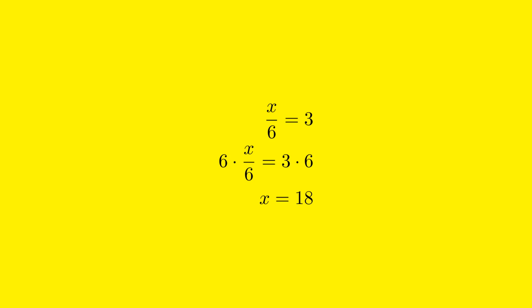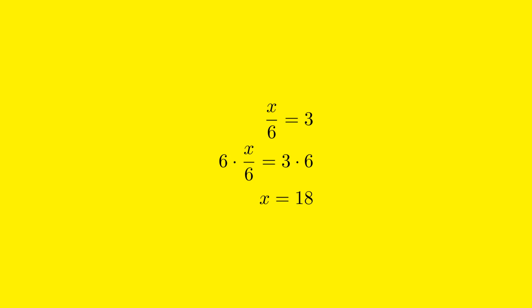By doing this, the division by 6 and the multiplication by 6 will cancel each other out, leaving us with just x. Let's proceed. Take x divided by 6 equals 3 and multiply the left-hand side by 6. This action cancels out the division by 6, so what's left is just x. Now we must do the same multiplication on the right-hand side to keep the equation balanced.